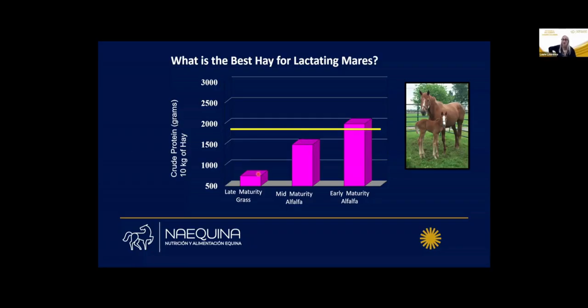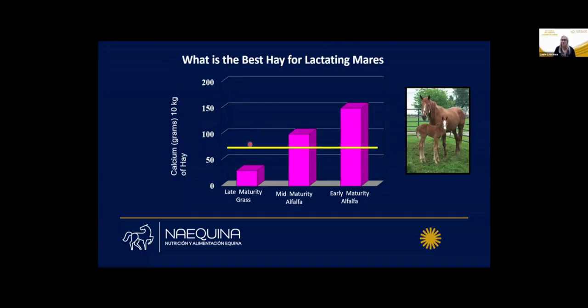On the other hand, with the late maturity grass hay, in order to provide enough crude protein for this mare, you would have to use a very high crude protein concentrate. Okay, so next take-home message, we should pick the forage that best adapts, and the forage is going to affect the composition of the concentrate that you would select to use for your horse.